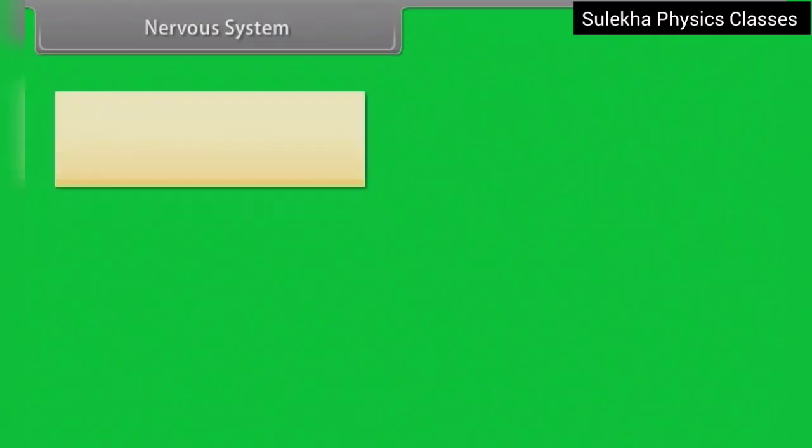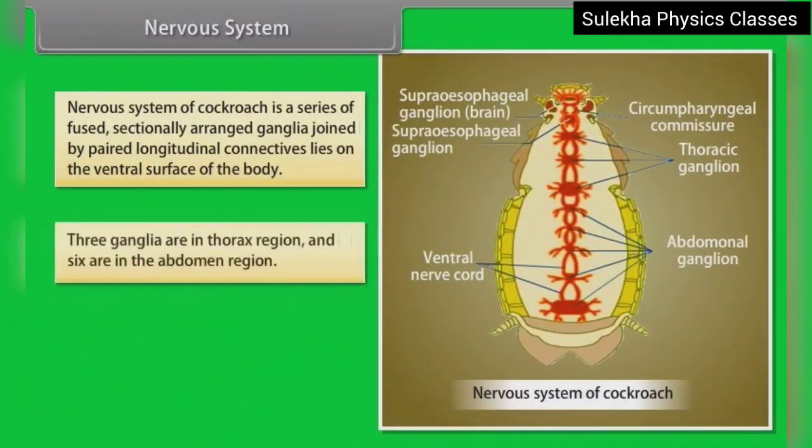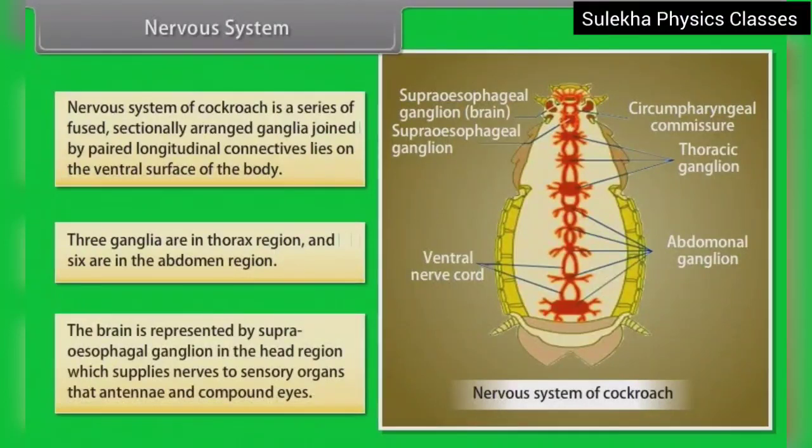Nervous system. The nervous system of the cockroach is a series of fused, segmentally arranged ganglia joined by paired longitudinal connectives, lying on the ventral surface of the body. 3 ganglia are in the thorax region and 6 are in the abdomen region. The brain is represented by the supraoesophageal ganglion in the head region, which supplies nerves to sensory organs, the antennae and compound eyes.